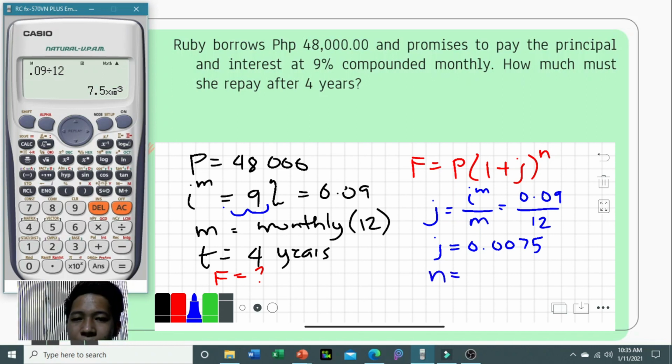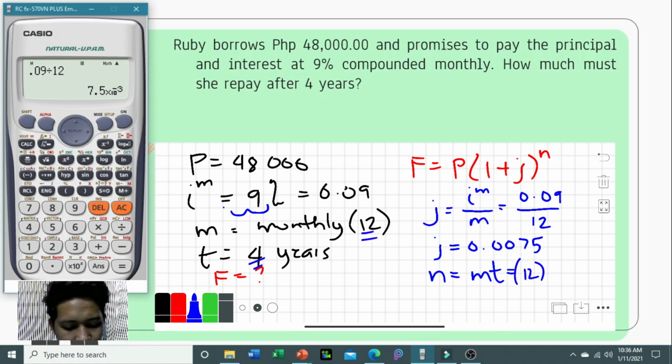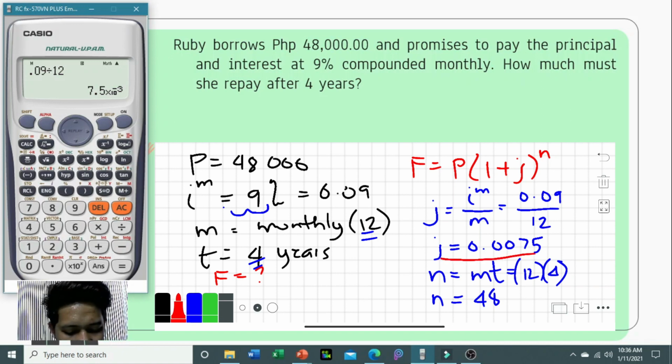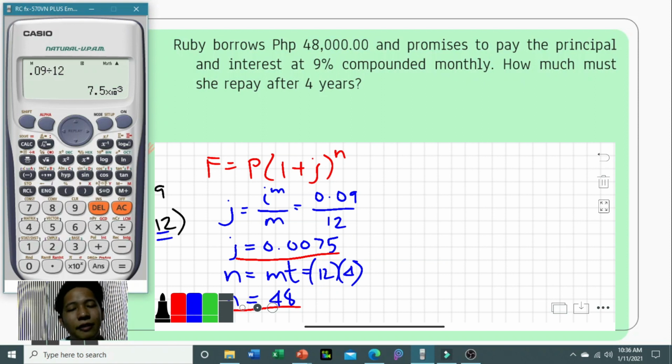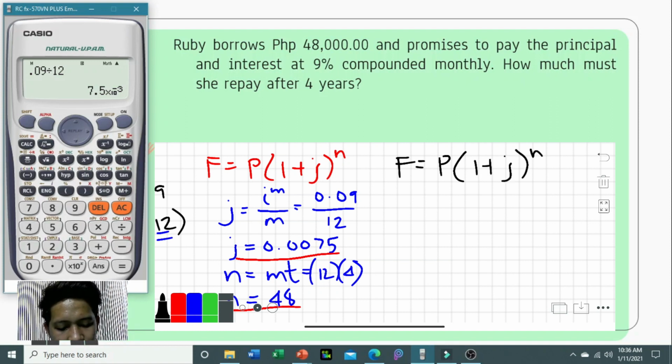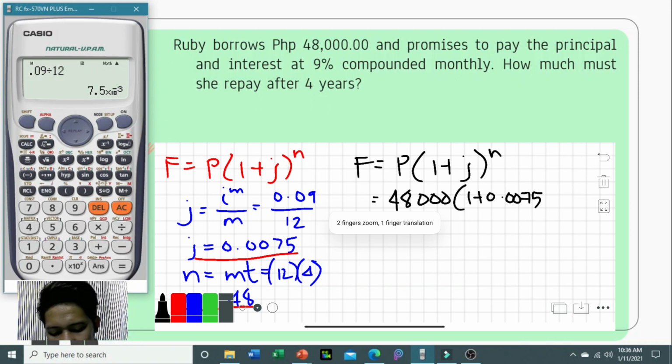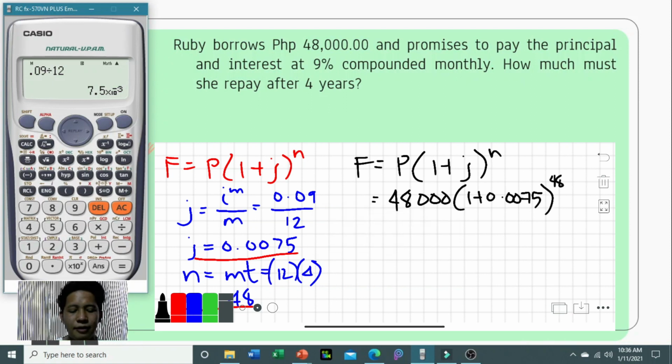Okay po? Next is the value of our N. We obtain the value of N, or the total number of conversion periods, by multiplying the frequency of conversion at saka yung time. So, yung value ng M natin ay 12 multiplied by the time, which is 4 years. So, the value of N would be 12 times 4, which is 48. So, ito yung value ni J, ito yung value ni N. So, we may now proceed with the computation of the maturity value or the future value. We have F equals P times 1 plus J raised to N. P, our principal, is 48,000, J is 0.0075, and N is 48. Okay, so we have 48,000 times 1 plus 0.0075 raised to 48.